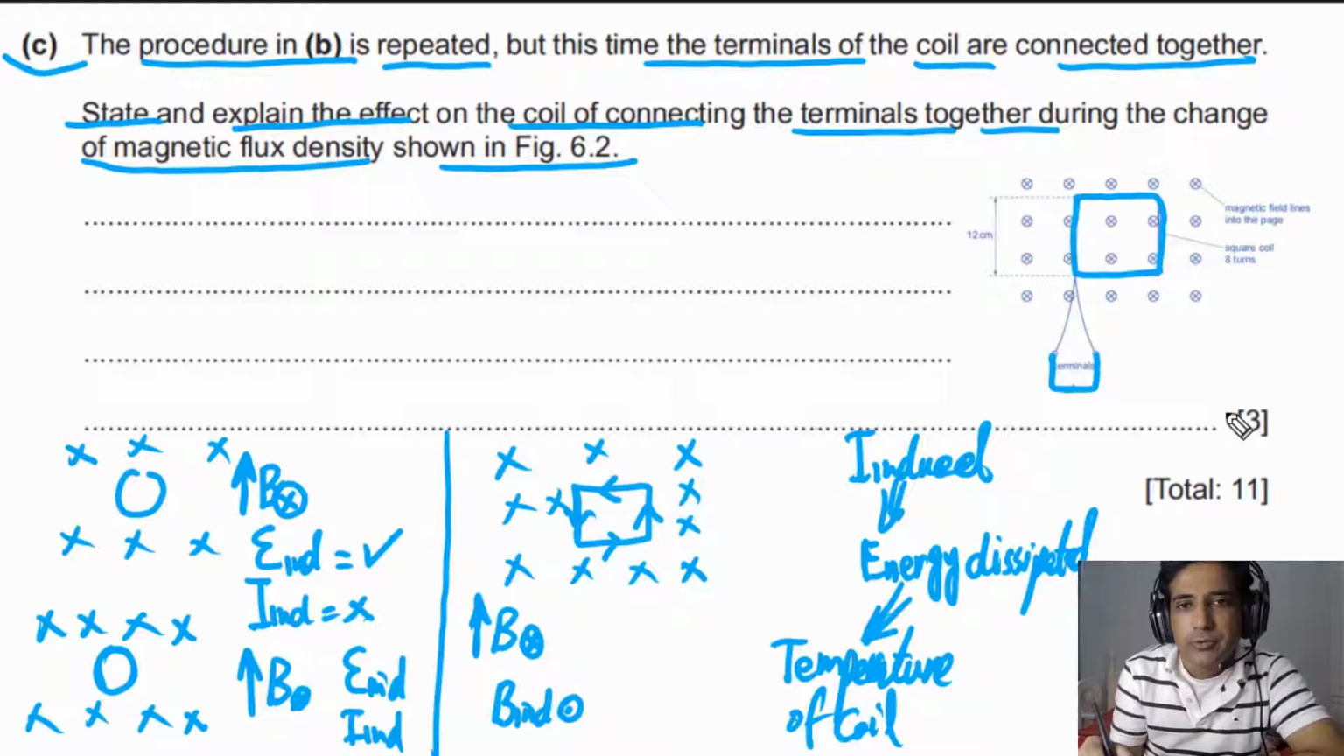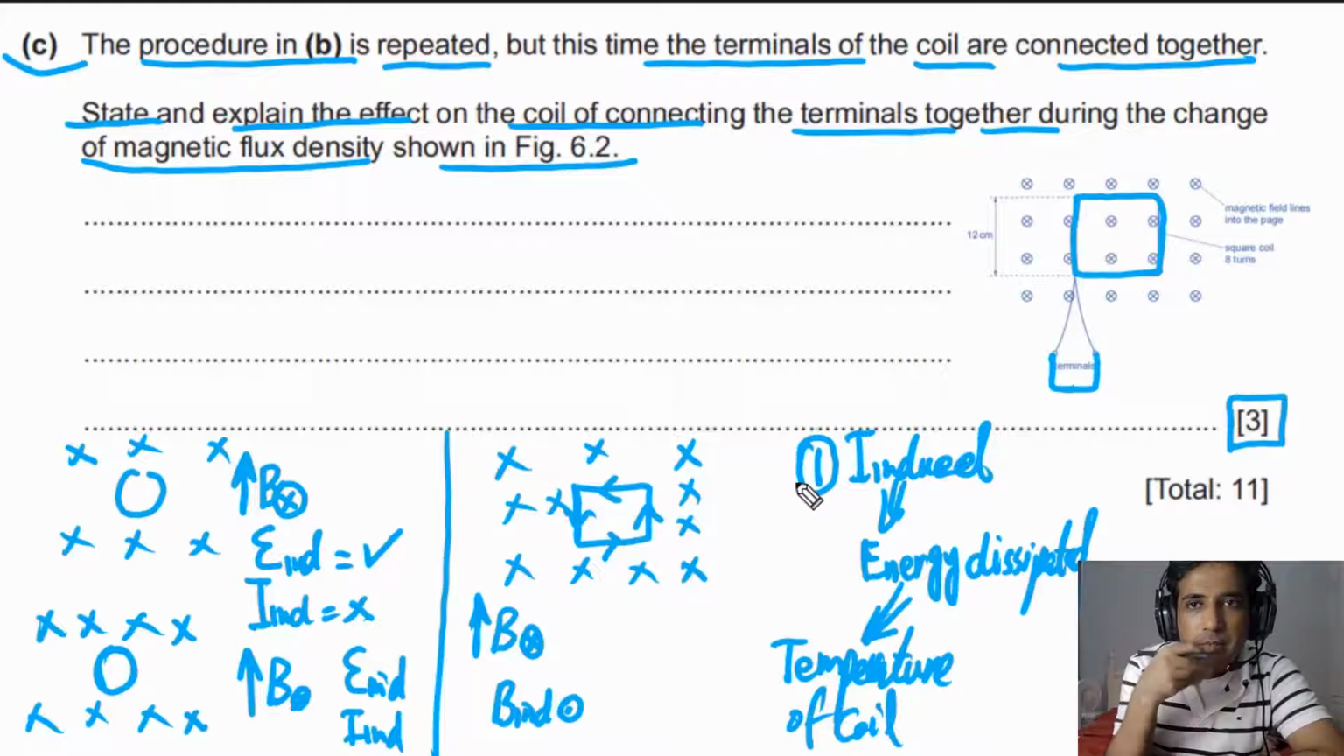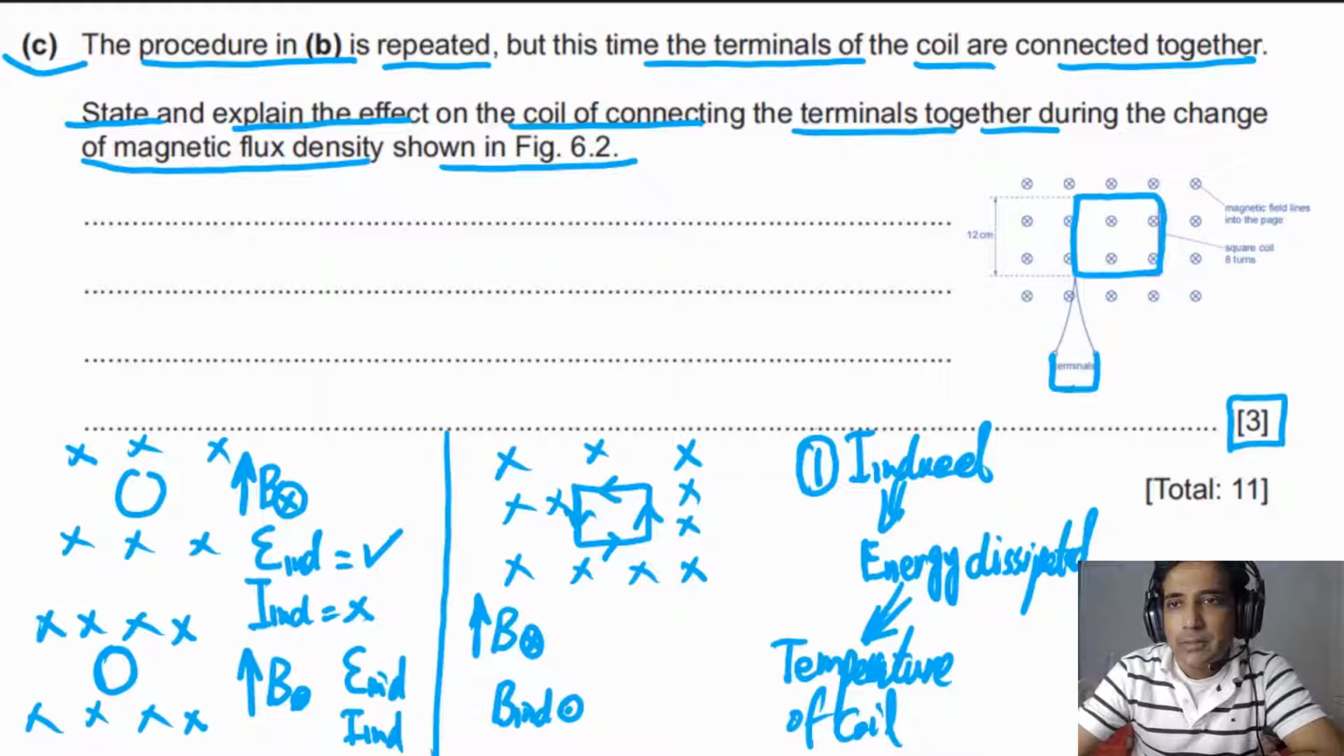This question has 3 marks, so if you mention these points you will get 3 marks. The first point you can say is I induced. In this case EMF will cause induced current, and as current flows in the coil, energy will be dissipated because work has to be done for the flow of current. As energy is dissipated as thermal energy, meaning electrical energy is converted into thermal energy, the temperature of the coil will rise. So this is one way to answer this question. Later I will explain another method as well.